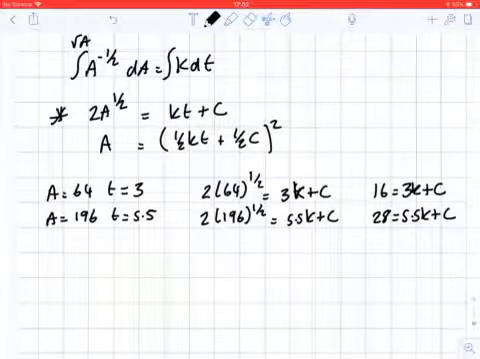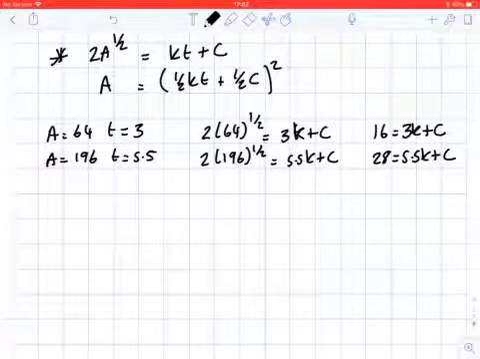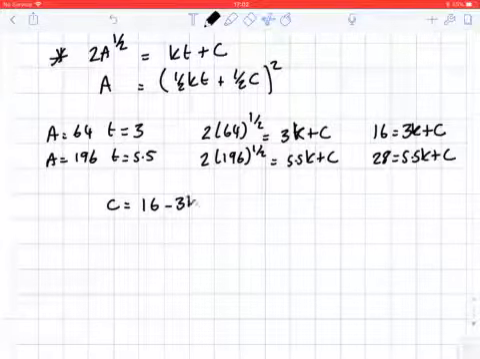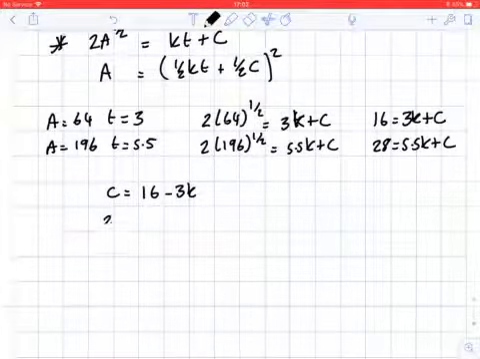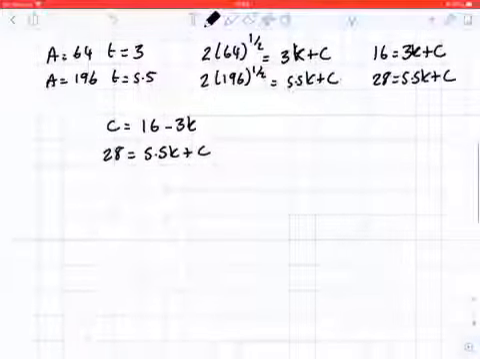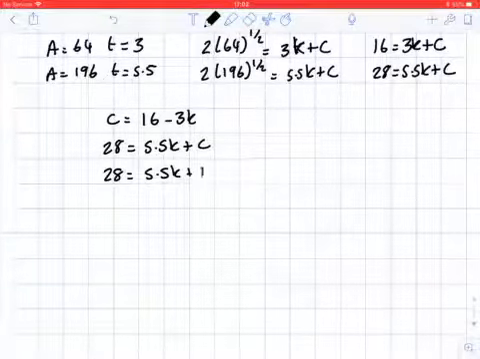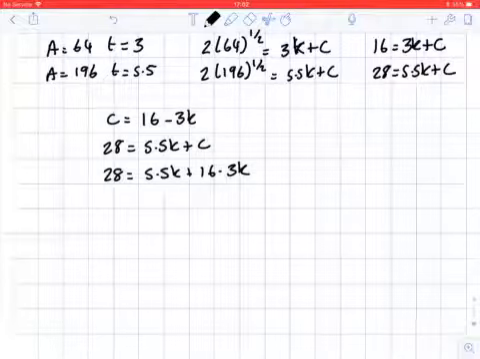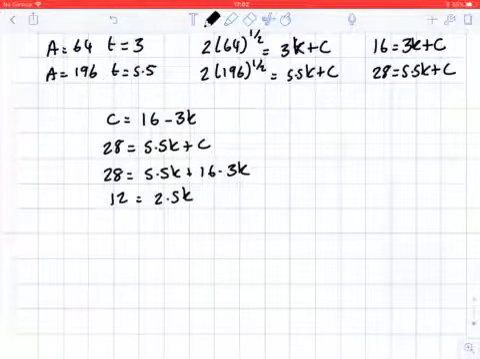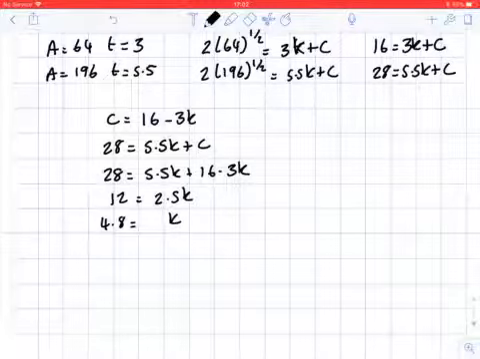So there I've got 2 simultaneous equations. What I'm going to do is rearrange the top one. So I'm going to call that c is equal to 16 minus 3k. And I'm going to substitute that into my second one, 28 is 5.5k plus c. In doing that, I'll get 28 is equal to 5.5k plus 16 minus 3k. Rearranging, I get 12 is equal to 2.5k. So k is going to be equal to 4.8.